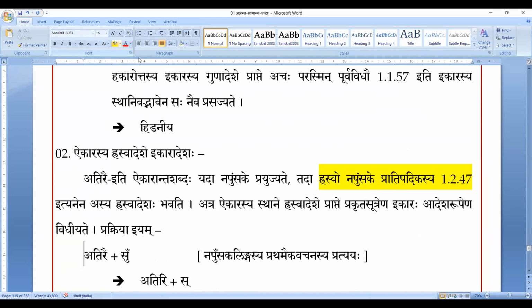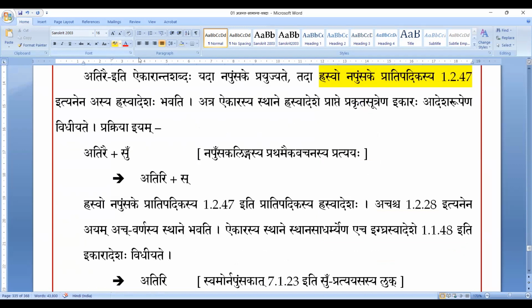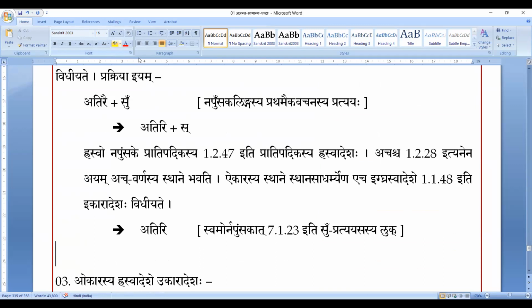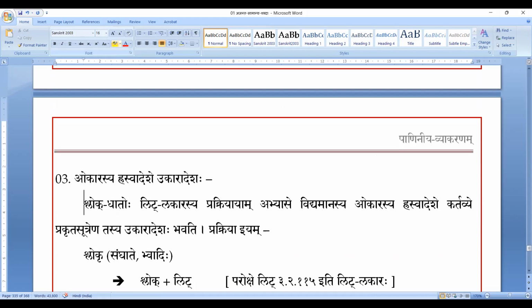So Atirai plus Su. Then Atiri is Ikaranta, so Ekarasya Sthane Rasvadeshe Prapte, Tarkata Sutrena Ikaradesha Vidiyate, Atiri. Then Atiri plus Su, Napumsaka like Vari Shabda, you can decline. So Atiri, Atirini, Atirini you will get. Then Okarasya, again for Napumsakalinga, Ukara adesha bhavati.